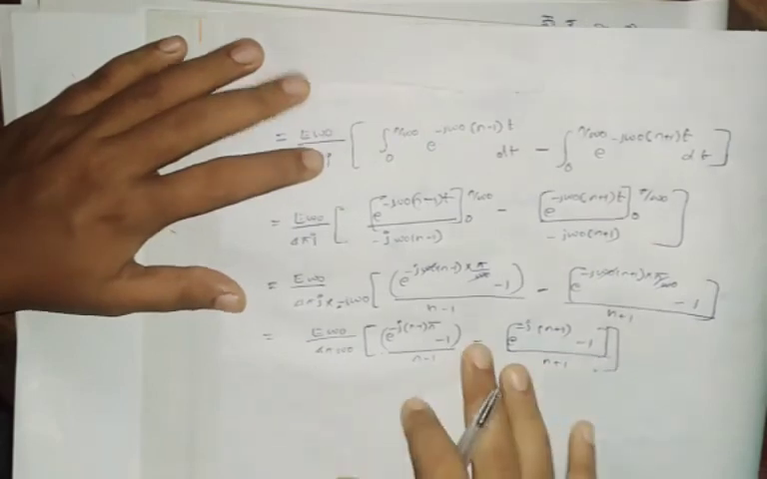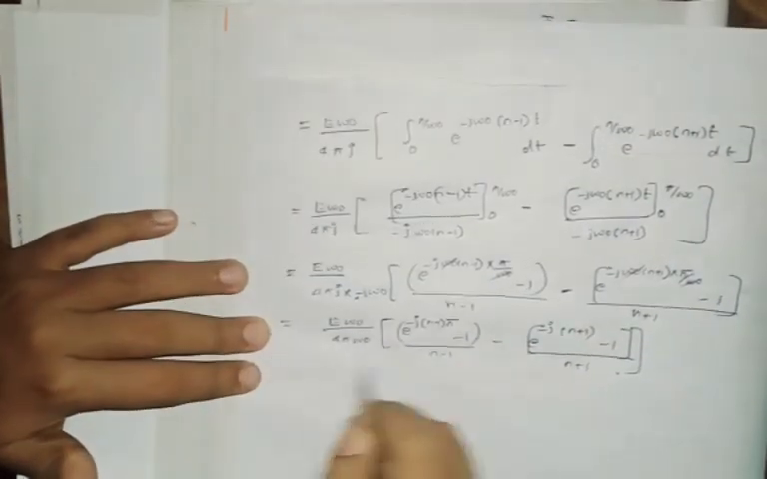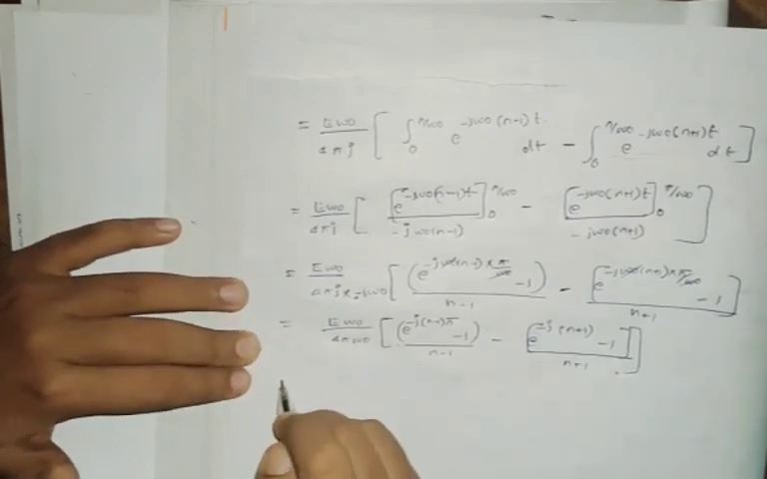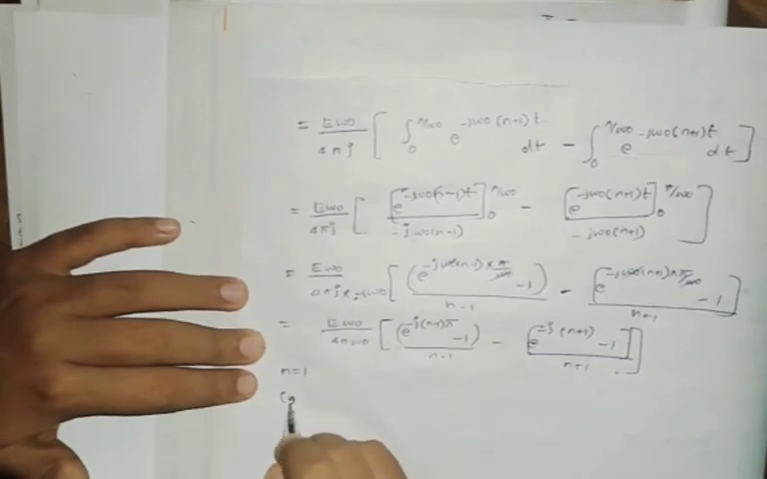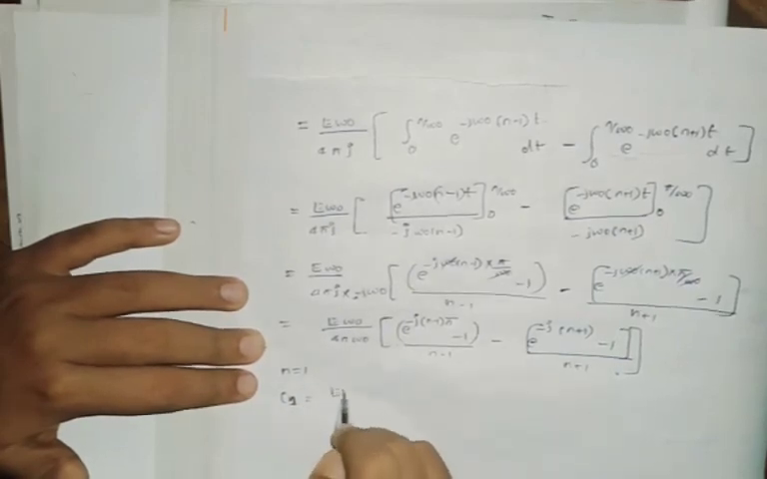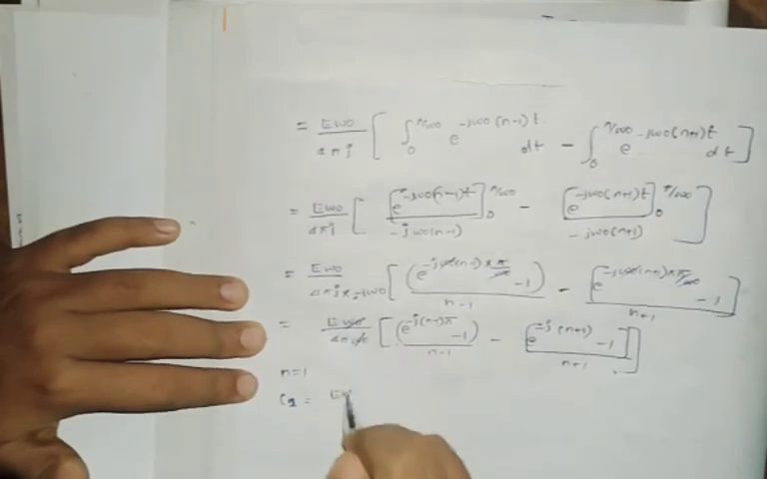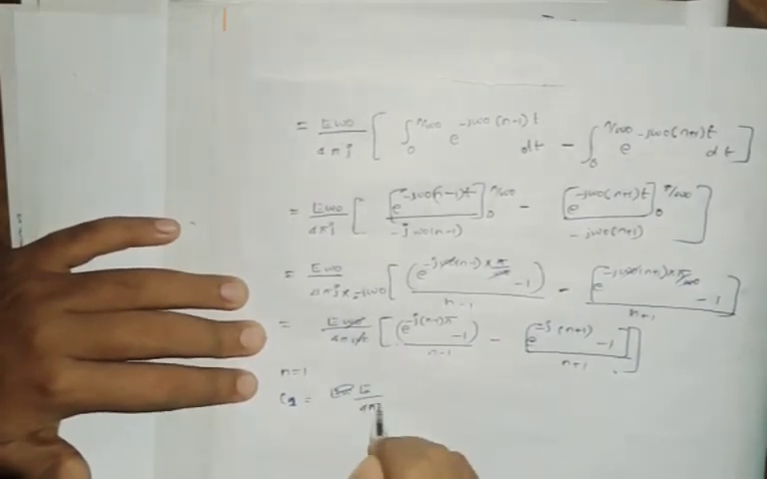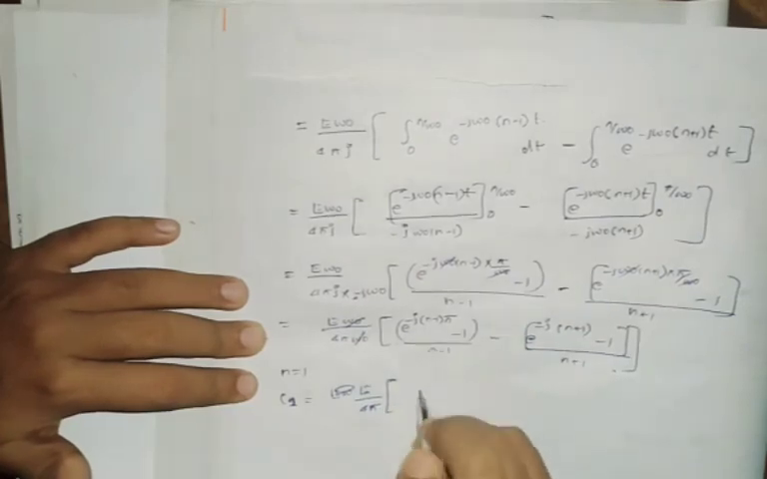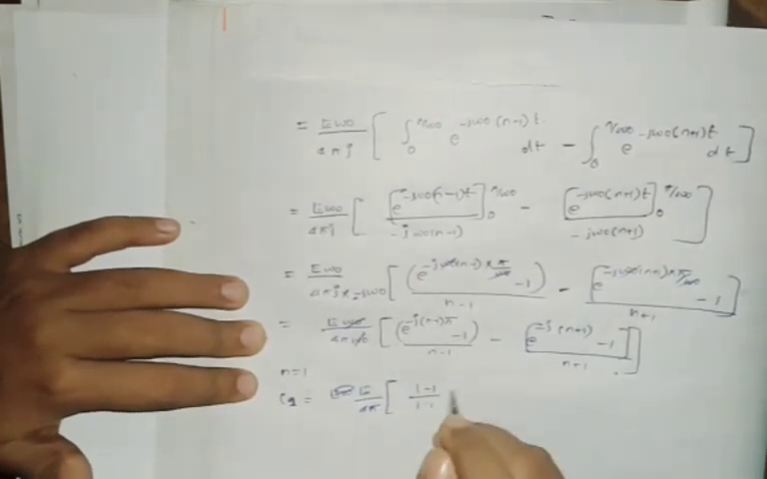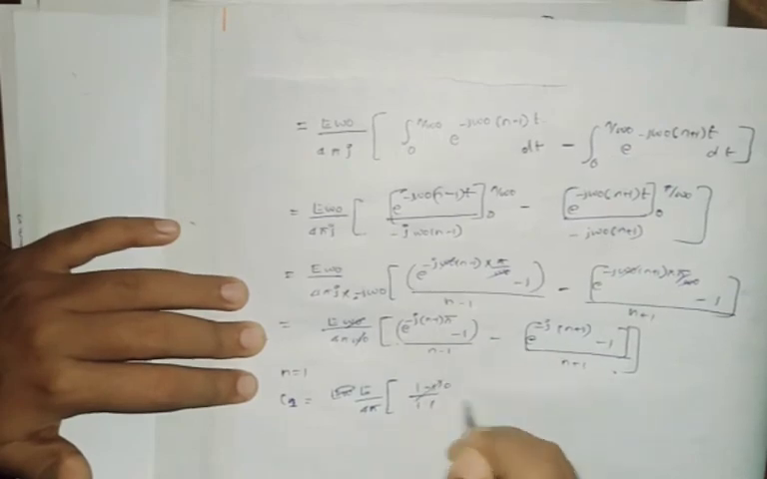Now in the question it was asked about the odd values of n, the exponential. So for odd values of n, we'll see for n equal to 1, what happens? C1 equal to E divided by 4 pi. This will be 1 minus 1 divided by 1 minus 1. This will be equal to 0.